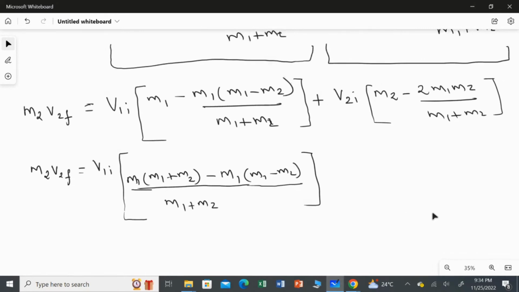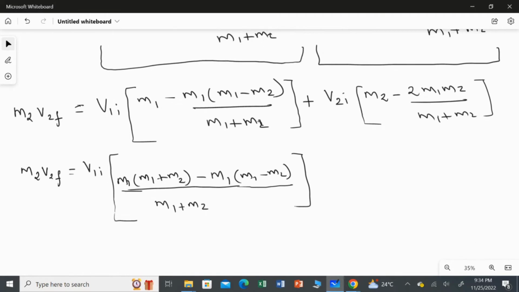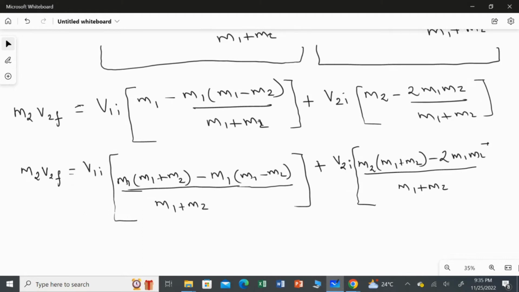Likewise, you have to take LCM here. So what will happen? I'm going to write V2 initial as it is. I'm going to take LCM as M1 plus M2. By that you have to multiply this M1 because we don't have anything below this M2. So this equation will become M2 multiplied with M1 plus M2 minus 2 times of M1 M2. This is basic mathematics. Clear? Okay.